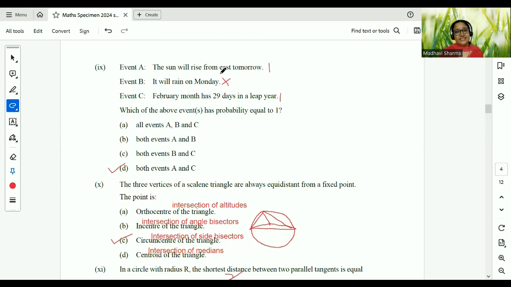Event A, sun rises from the east tomorrow. Absolutely true. Event B, it will rain on Monday. Maybe, maybe not. Event C, February has 29 days in a leap year. Absolutely correct. So A and C, both these events have probability equal to 1.